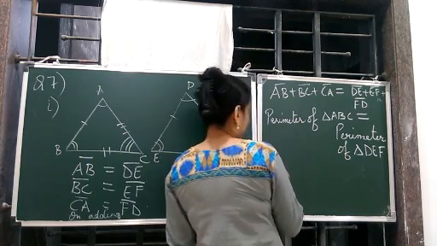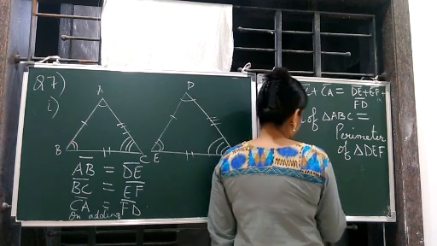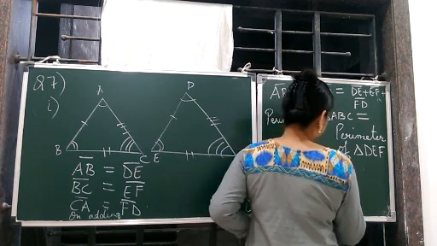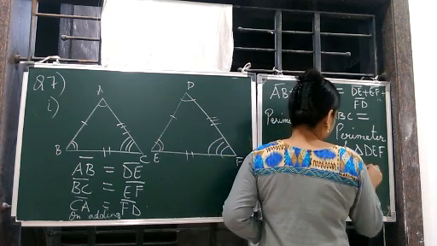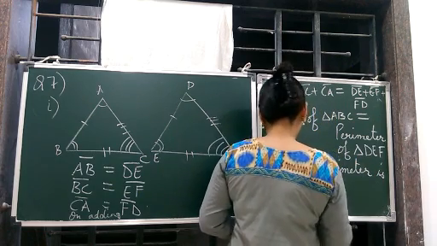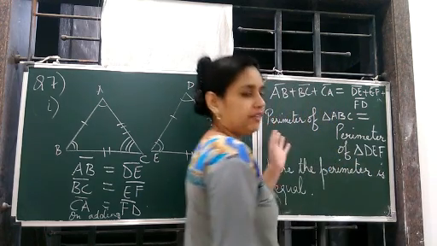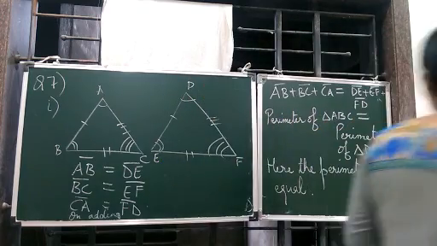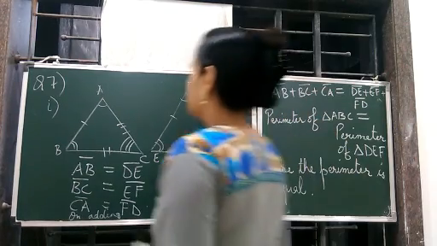So here the perimeter is equal. Why is it equal? Because triangles are congruent, and we have shown how it is equal. Got it? Now let's do the second one.